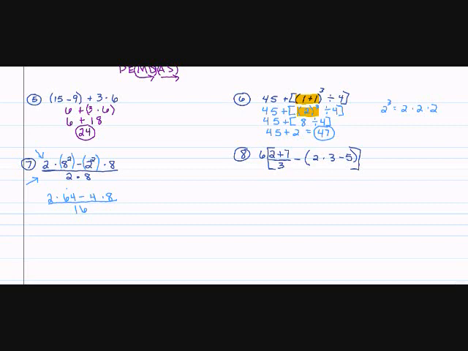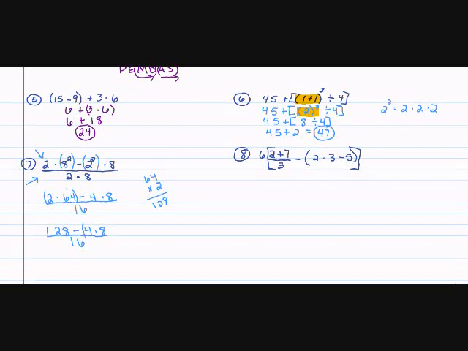I have no more parentheses, I have no more exponents, so I'm going to solve multiplication and division left to right. I'm going to solve 2 times 64 first, and 2 times 64, if you don't know it, 8 times 2 is 16, 6 times 2 is 12. It is 128 minus 4 times 8 divided by 16. I still have 2 operations on top.